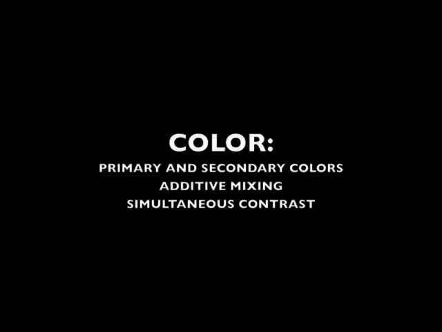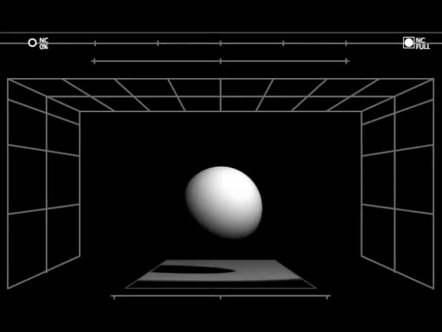In part 2 of our color lecture, we'll talk about primary and secondary colors of light, additive mixing, and simultaneous contrast. To illustrate these concepts, I'm going to use this program called Virtual Light Lab, where we will look at this sphere in a black box, and behind the sphere will be a cyc. So we will see that lit up in just a moment.